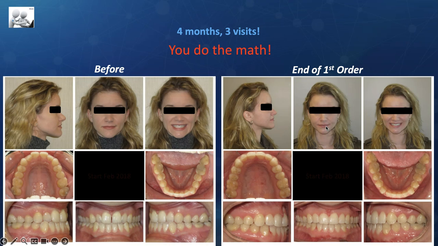So I really think it's important to get this CR-CO shift into the right space, getting your scan to represent that posterior open bite and not try to close it.